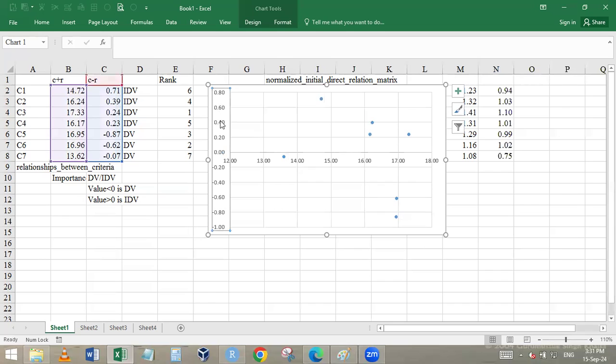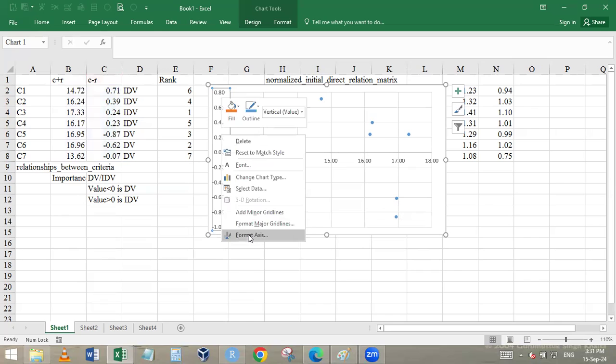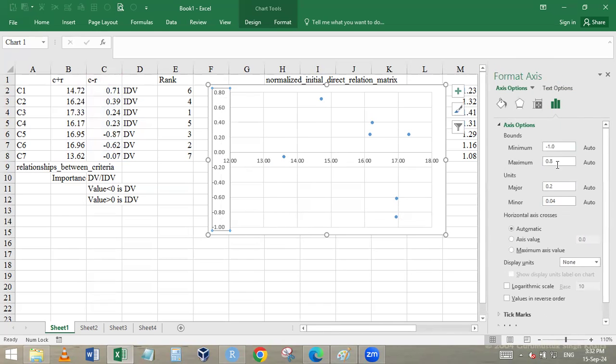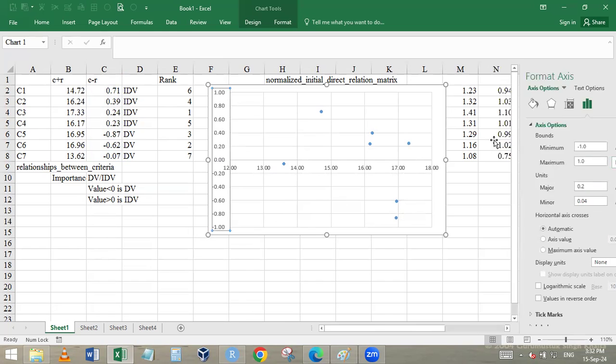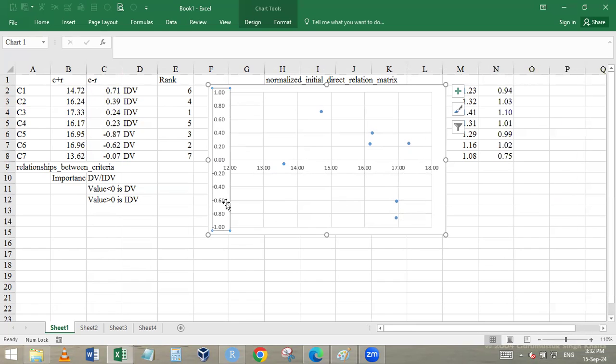Likewise, click on this. Remember, in Excel, when you see a chart, it's not one object. There are 7 or 8 elements which can be manipulated separately. Like this y-axis: click on it, right click, format axis, and I'm saying from -1 to +1. Okay, that's fine. Now these two are below the line, so they are the DV, and the upper ones are the IDV. One is at the bottom center.